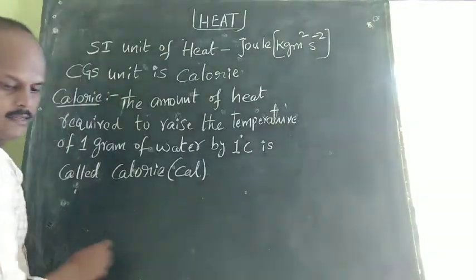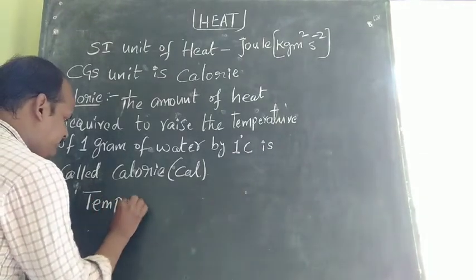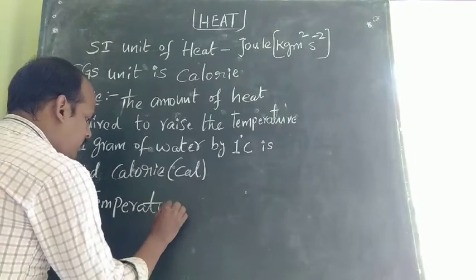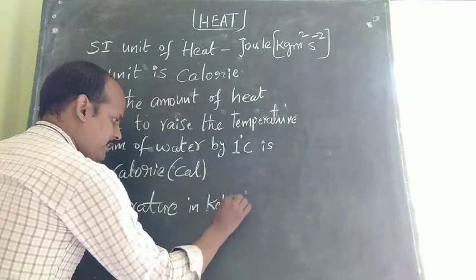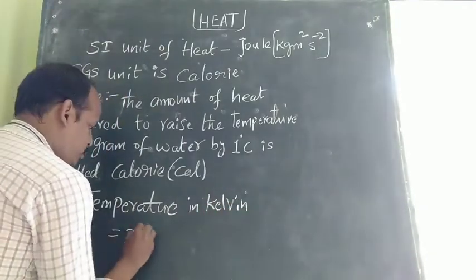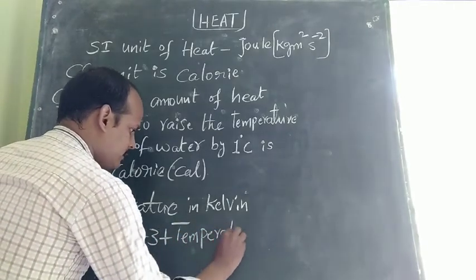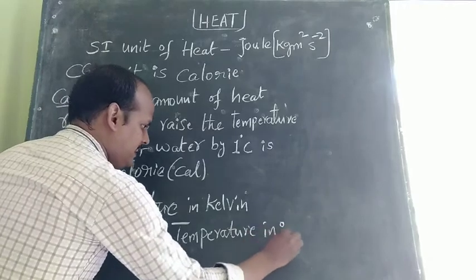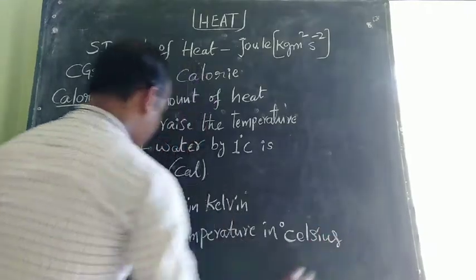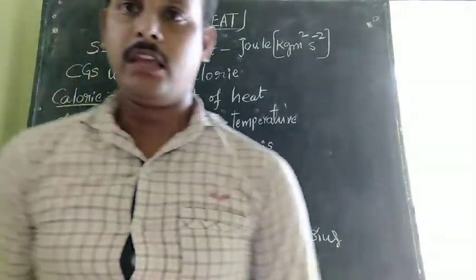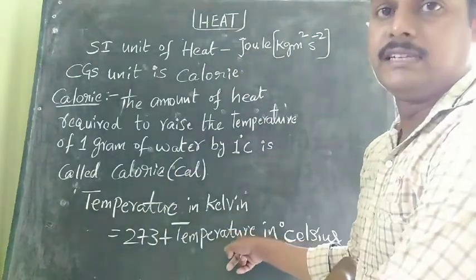So the formula is: temperature in Kelvin is equal to 273 plus temperature in degree Celsius. That means if I want temperature in terms of Kelvin scale, I need to add 273 to the temperature of the degree Celsius scale.